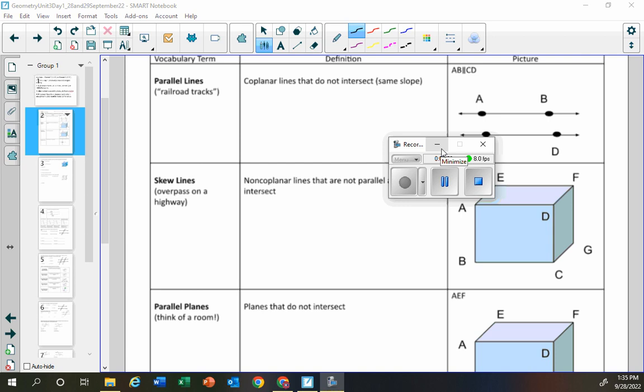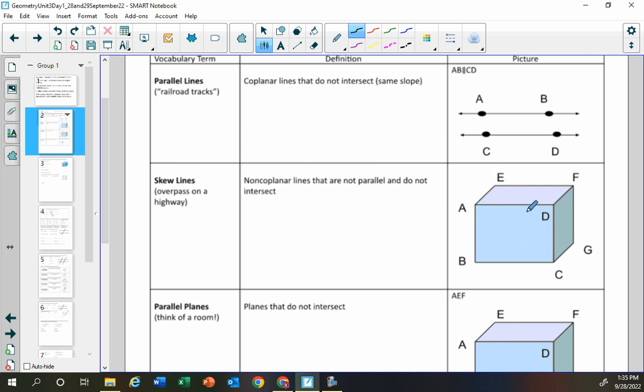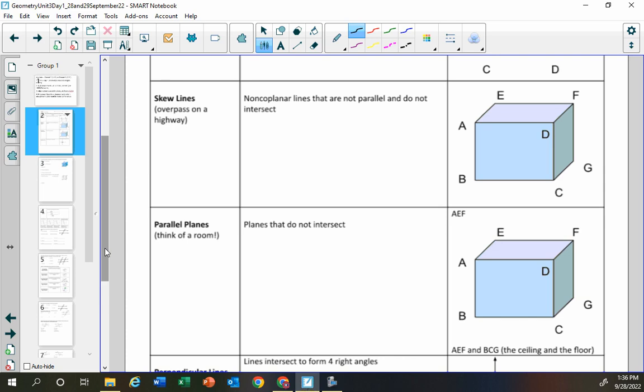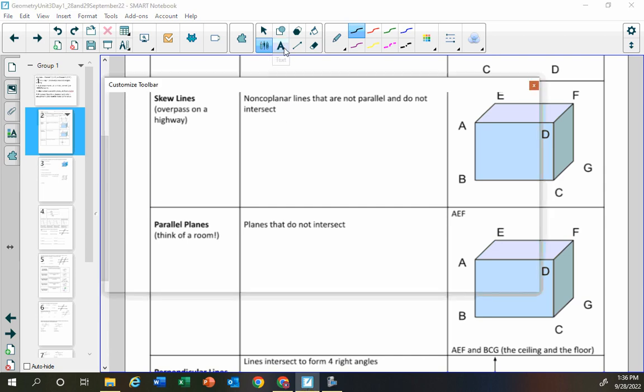All right. So that's the idea of skew lines. Say you're walking, the river's underneath you, or you're on a bridge crossing a highway, the cars are underneath, but you're above. Now, parallel planes. Think of a room. Think of the ceiling and the floor. Do the ceiling and the floor ever touch each other? No. So that's an example of parallel planes. Think of a room, ceiling, floor. So if you want to add that, you can.